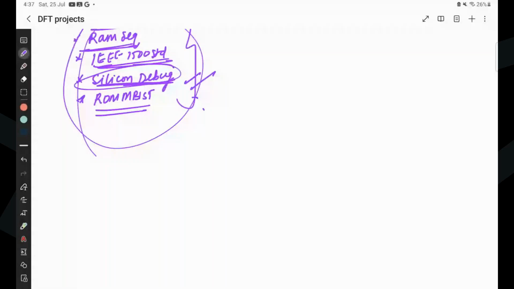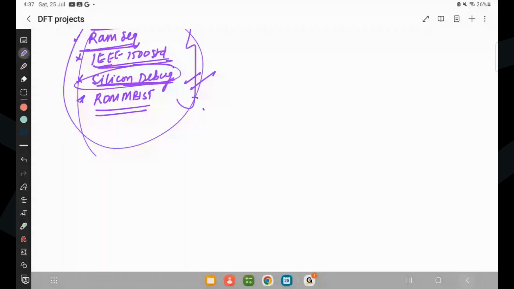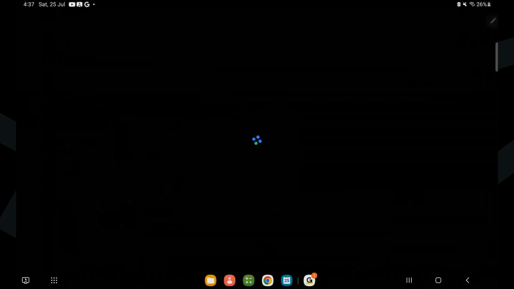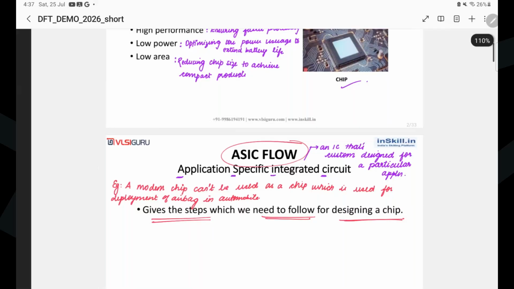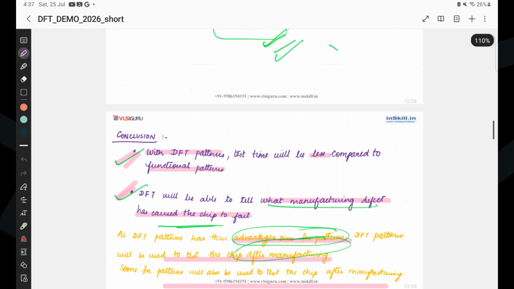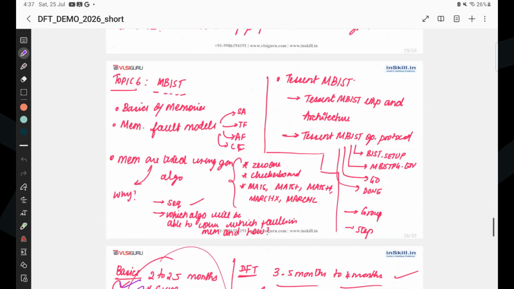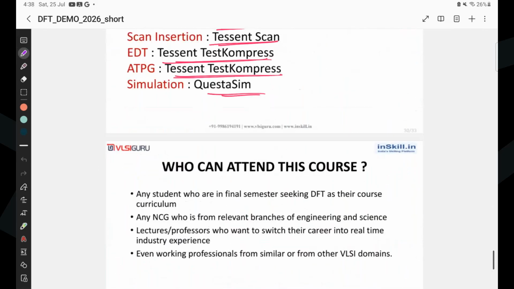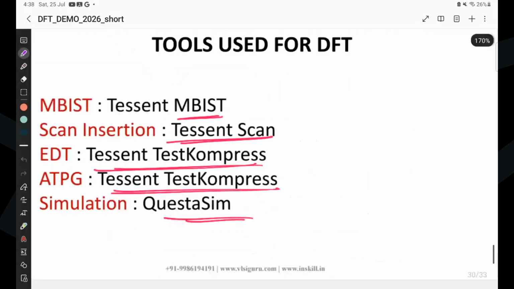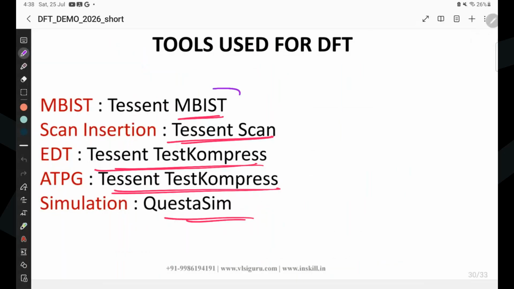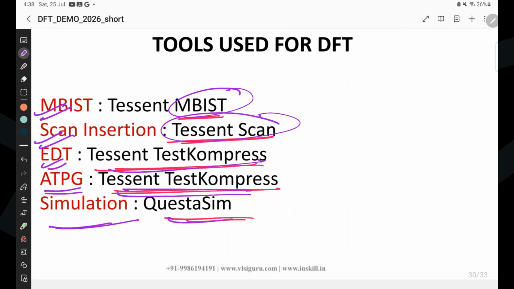Which tool will we be using? We will be making use of the Tessent tools in our course. We'll be using Tessent MBIST, Tessent Scan, EDT, Tessent TestCompress, ATPG, and for simulation Questa Sim. So these are the tools which we will be using.